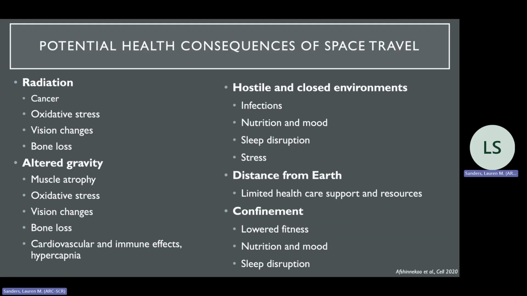Each of these hazards is also linked to specific potential health consequences. So some of these you may have heard of before. So for example, radiation is linked to increased levels of cancerous cells, oxidative stress, which can also lead back to cancer, vision changes, bone loss. So for altered gravity, vision changes and bone loss as well, but then also cardiovascular immune effects, muscle atrophy, and then thinking about these hostile and closed environments, it makes you more susceptible to infection because maybe your nutrition is not that great. Mood can be altered, sleep disruption, stress.